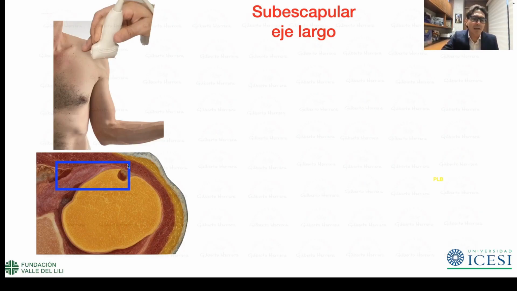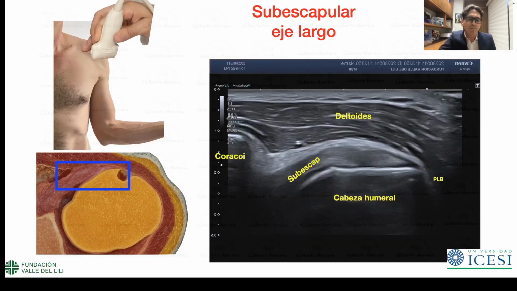And basically, the anatomical representation is of this little box where we're going to place it in transverse for the biceps, which would represent longitudinal for the subscapularis, meaning following the direction of the fibers. This is the long axis because we're following the direction of the fibers. It's the equivalent of transverse in the biceps, but here it's the same probe position. But pay attention, we're going to look at the long axis, meaning the fibers along their entire length.